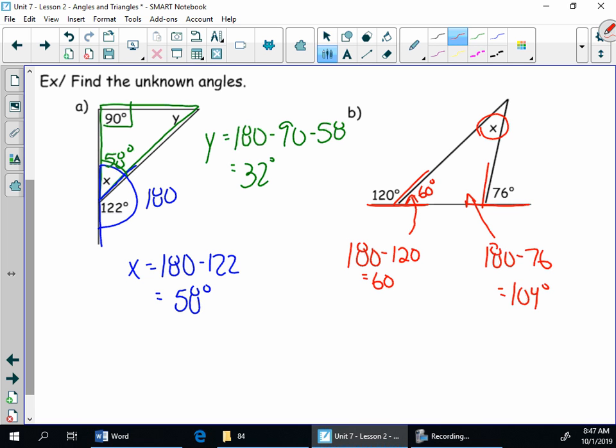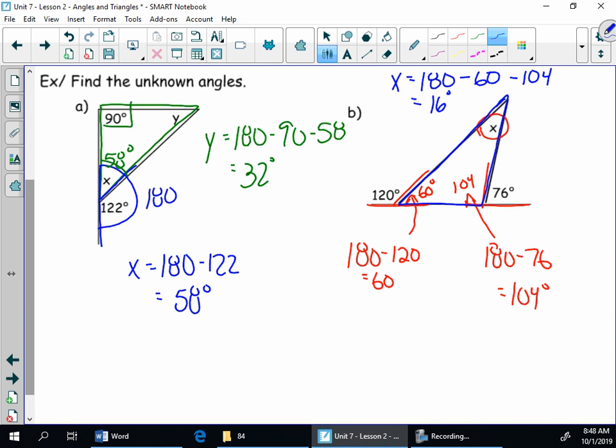But I can't really find x without knowing those 2 angles, because in my triangle, I didn't know any of the angles originally. But now, I know 2 of the 3. X has to be 180, take away the 60, take away the 104, whatever's left over, 16 degrees, has to be the third angle in the triangle. So I use some outside stuff to find some inside stuff.